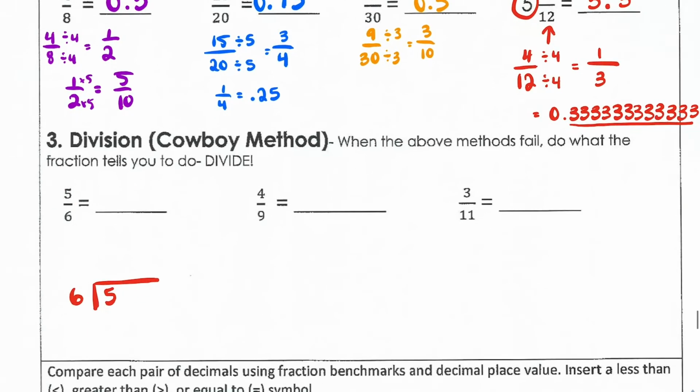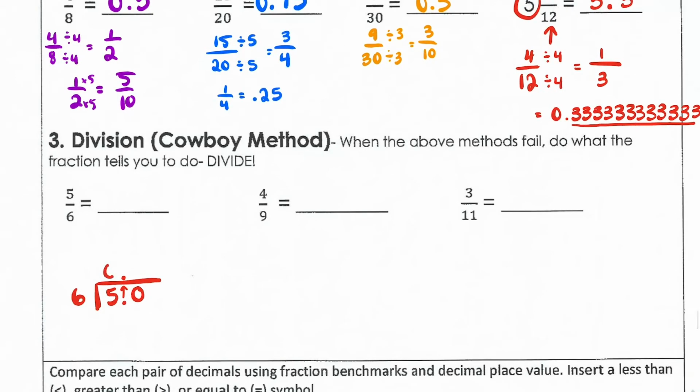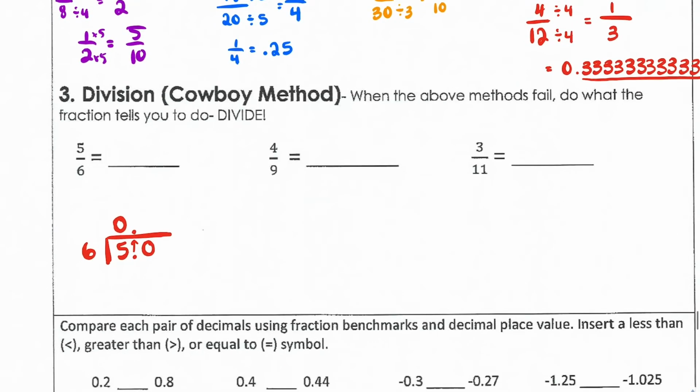There we go. I know that 6 does not go into 5. So immediately, I'm going to go ahead and put a decimal and a 0. Now, when you put a decimal inside the house, it's going to float straight up. I know that 6 goes into 5 0 times, so I'm going to put a 0 here. And we're going to do our long division process. 0 times 6 is 0. I subtract. And then I bring down the next number.